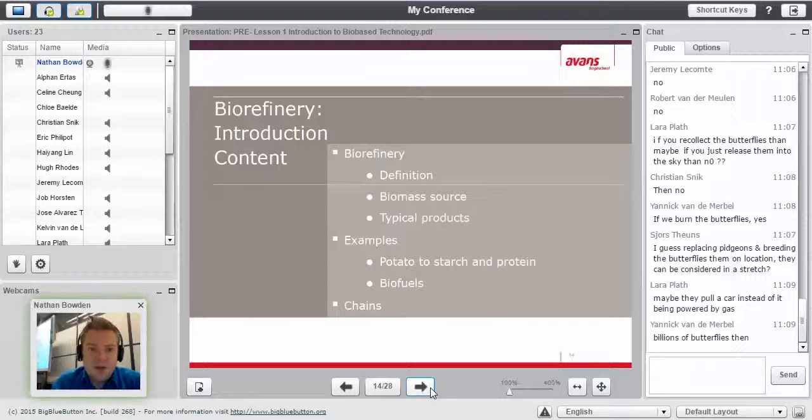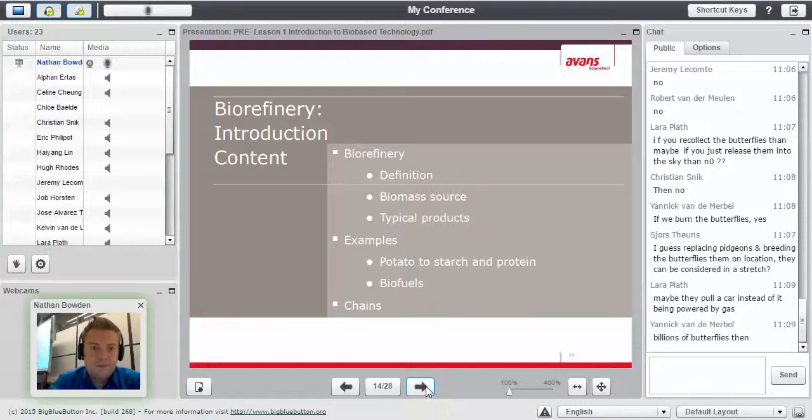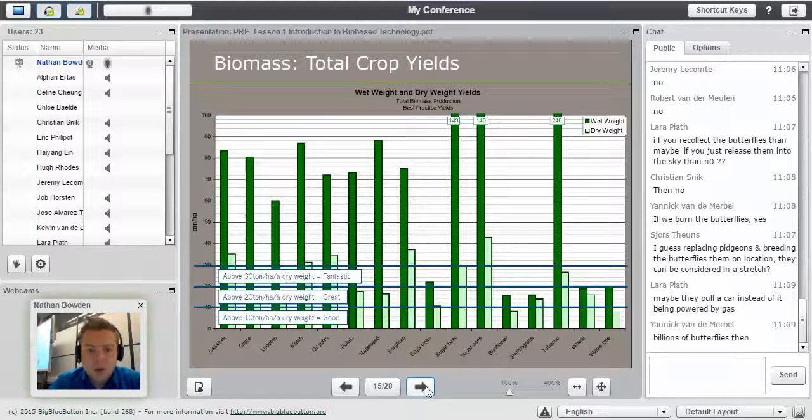Okay, so an introduction of the context. A biorefinery, we'll talk about definition, biomass source, typical products. We'll be using the example of potato to starch and protein, biofuels, and the chains. Okay, total crop yields. So why is dry mass so important?